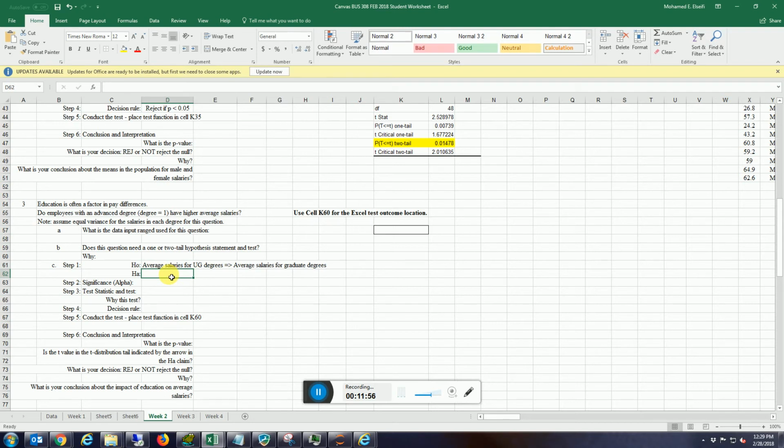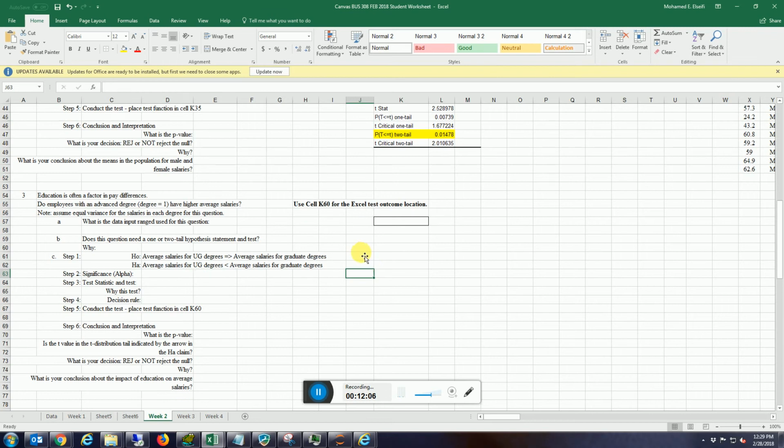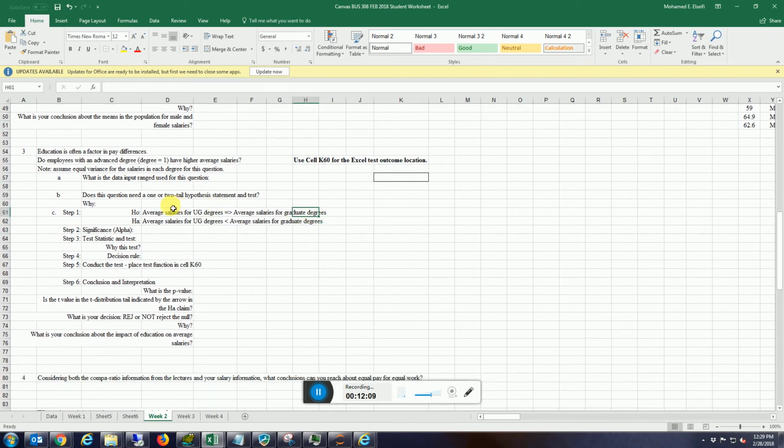And the alternative, which is what we were looking to prove, is that average salaries for undergraduate is going to be less than average salaries for graduate. So if we can prove that we can reject the null hypothesis, then we will accept the alternative hypothesis and conclude that yes, indeed, people with undergraduate degrees on average make less than people with graduate degrees. Again, we're going to select our alpha to be 0.05.